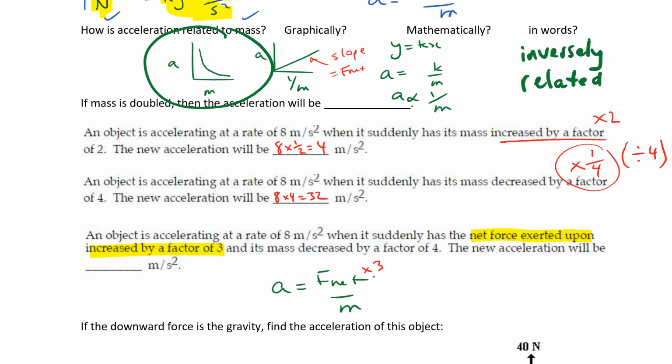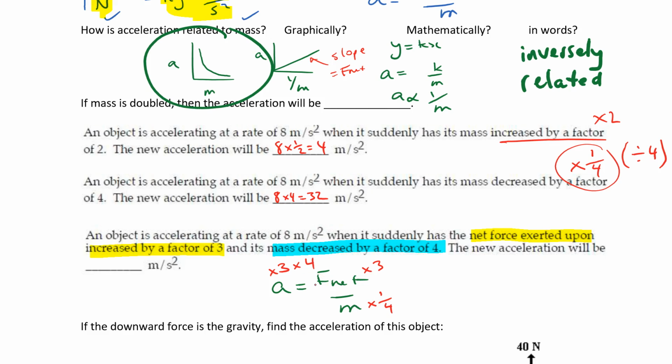What effect will that have on the acceleration? Well, since the F net is in the numerator, since it's directly related, then acceleration is also going to get multiplied by 3. Now the other piece here says mass is decreased by a factor of 4. That means mass is multiplied by 1/4. And now the acceleration is going to get multiplied by the reciprocal of a quarter, because mass is in the denominator, or it's inversely related. So times the reciprocal of a quarter is 4.